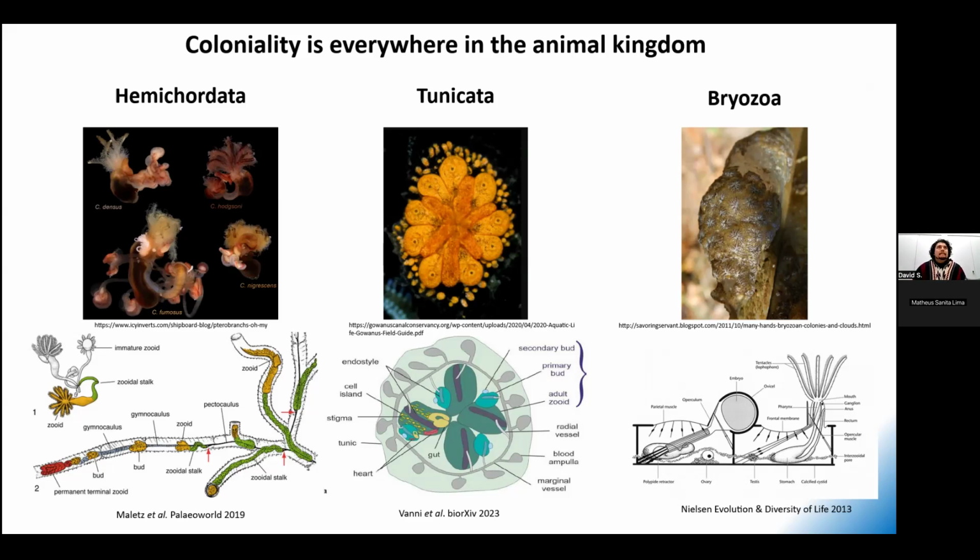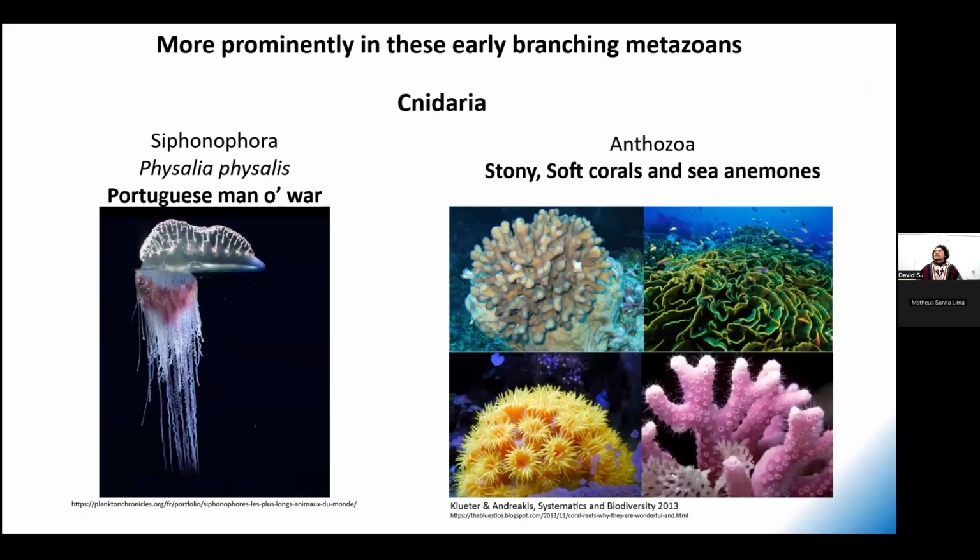Another peculiarity of colonial animals is that they exhibit robust regenerative capabilities. In some colonial species, this is characterized by having adult pluripotent stem cells. So here we see that it's present in hemichordates, tunicates, and bryozoans. These are three lineages that are very distant from each other, but especially in cnidarians.